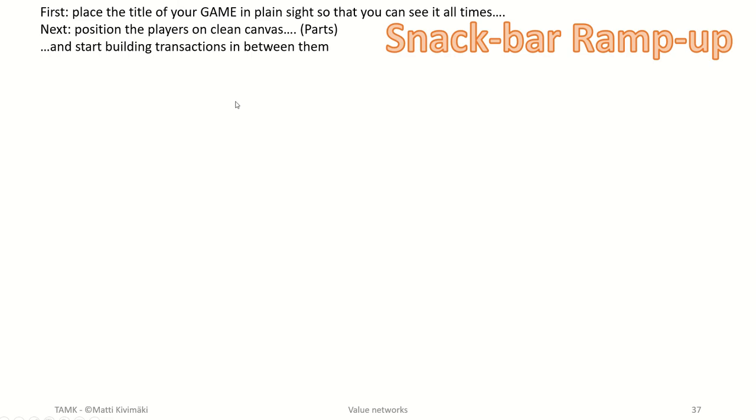First, I have stated here that you should start going through your stakeholders or players. Let's call them players from now on. In this example, I have named the title, the aim of the game, being snack bar ramp up. And previously I have already gone through the parts rules, P part, namely the players.